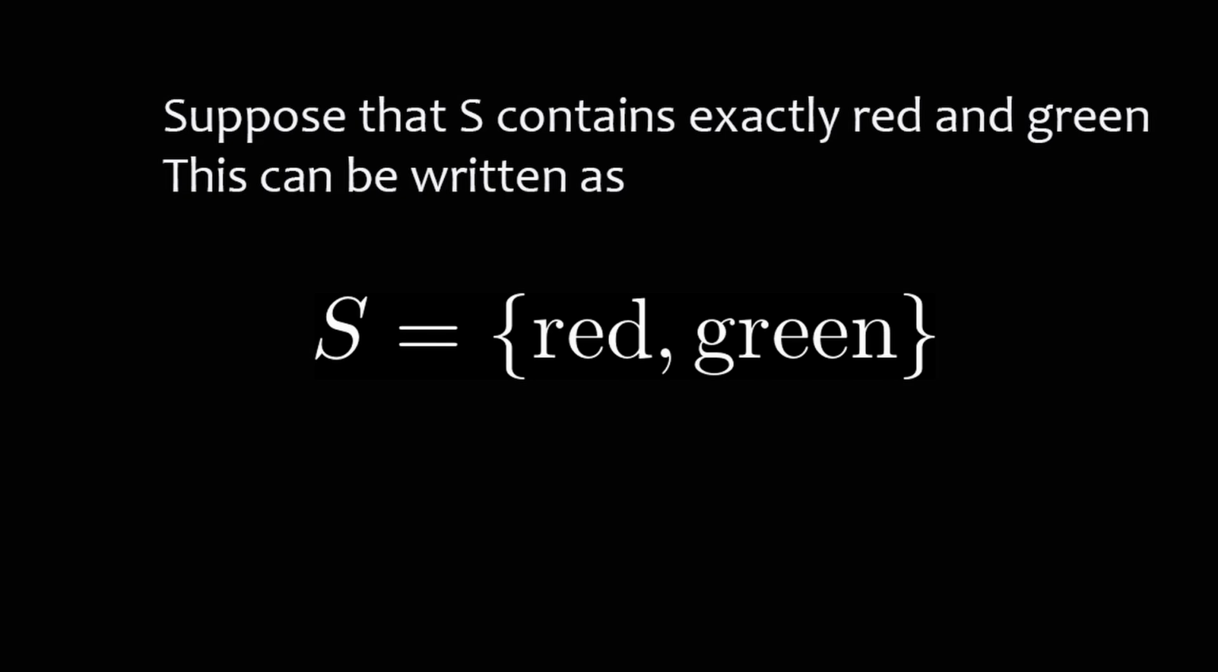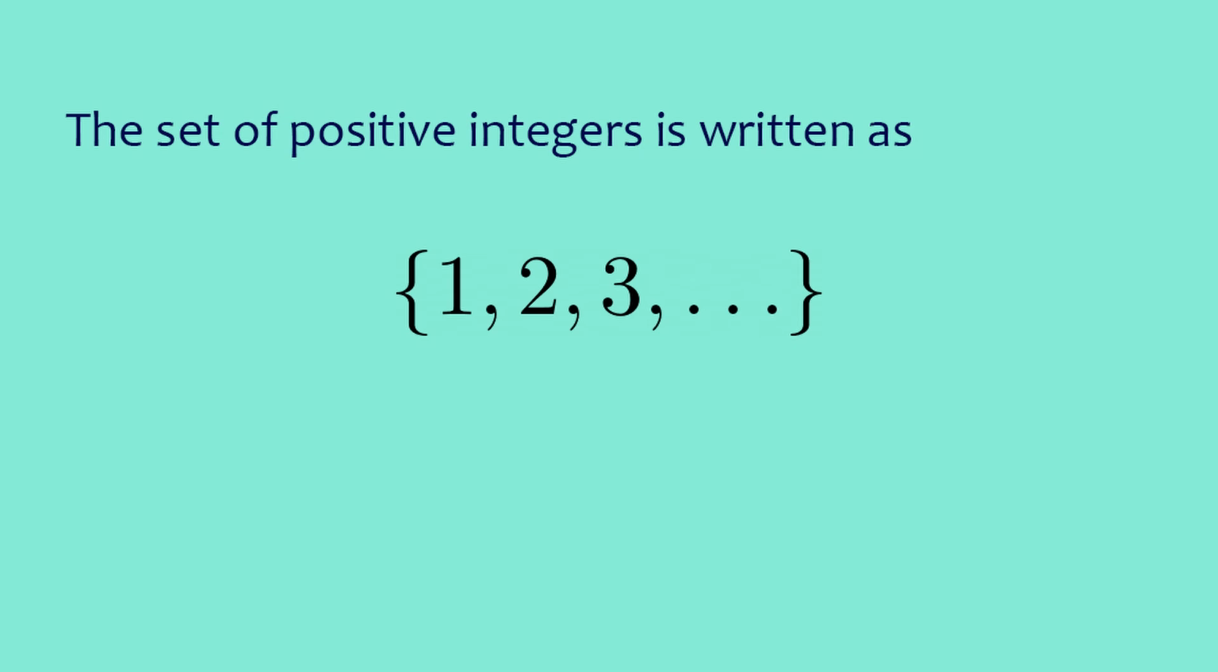Now, a shorter way to write sets is to use set notation, where the elements of the set are listed out and surrounded by curly braces. So a set that contains the elements red and green, but nothing else, could be written as follows. An important special set is the set of positive integers. And this set is usually denoted by left curly brace, 1, 2, 3, comma, dot, dot, dot, right curly brace.